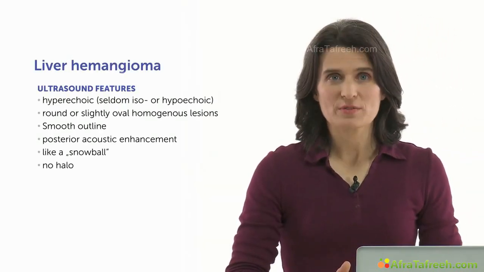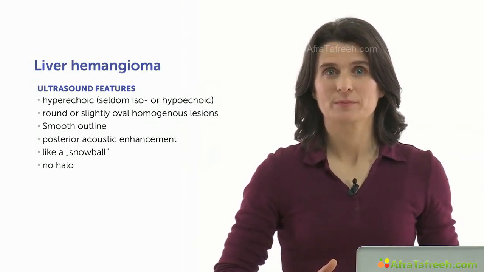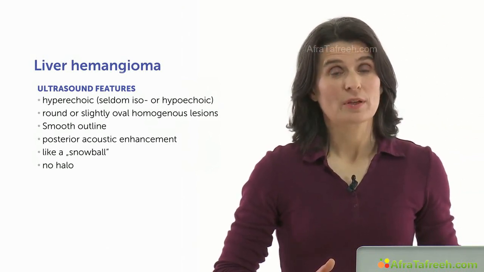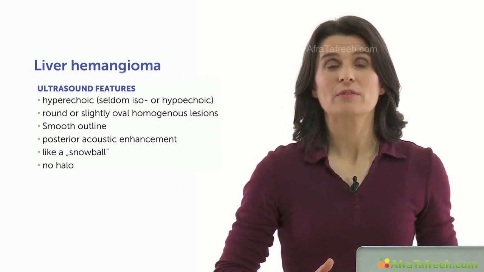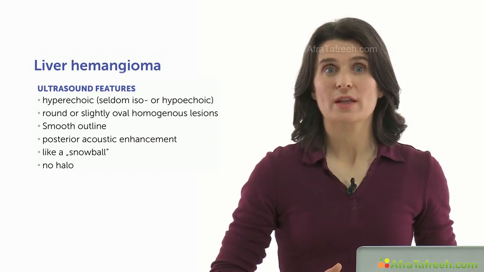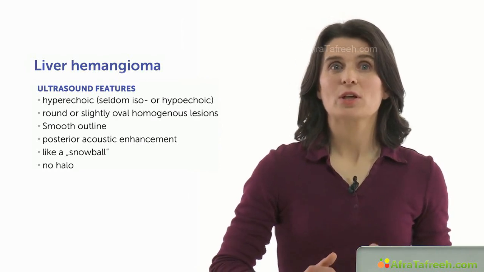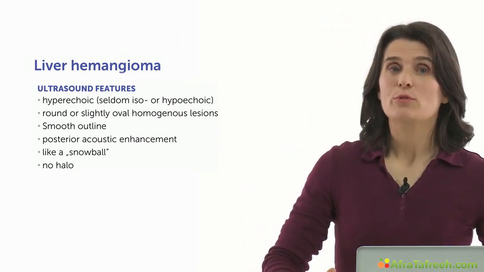Let's sum up the features of hemangiomas in ultrasound. Most of them are really like snowballs, round and hyperechoic. They can have a more oval shape and seldom can also be hypo or even isoechoic. In these cases, we need a contrast-enhanced method to exclude possible malignant lesions. Hemangiomas have a smooth outline and frequently can show posterior acoustic enhancement. And remember one more thing. If you see one liver hemangioma in ultrasound, look out. There may be more of them.